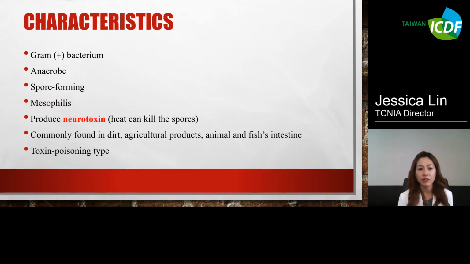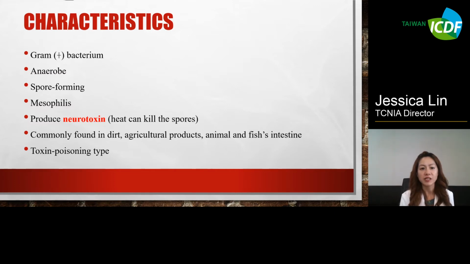It's mesophilous, and it will produce neurotoxin. So you want to be very careful. Neurotoxin usually affects your brain, so it may cause neural dysfunction. But the good thing is this neurotoxin is heat sensitive, meaning the heat can kill the spores, and therefore it will not cause foodborne illnesses.